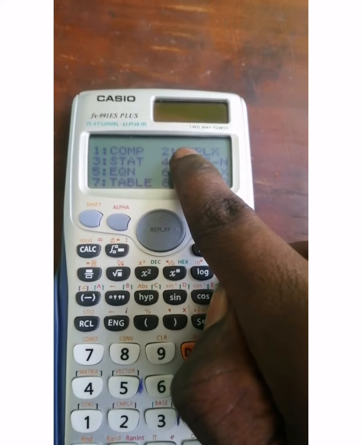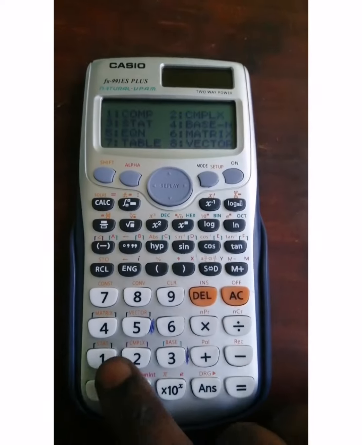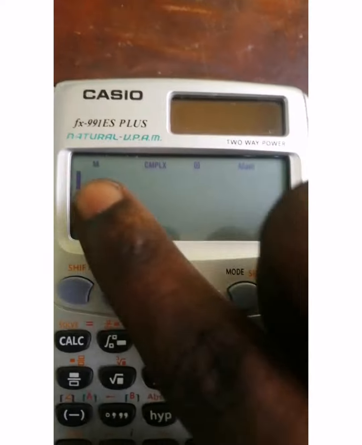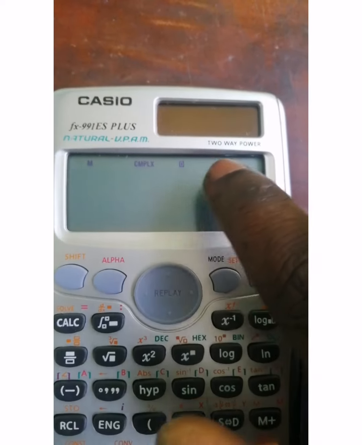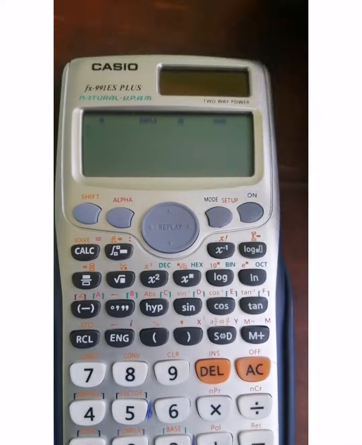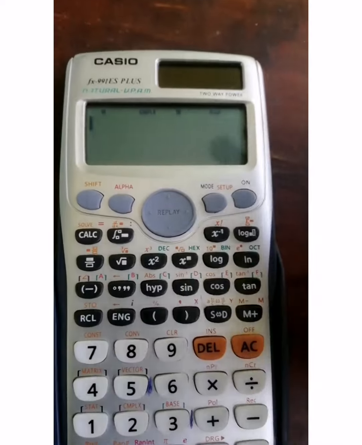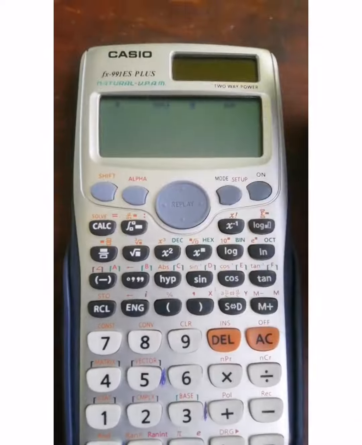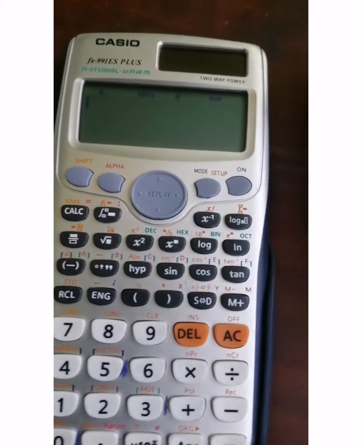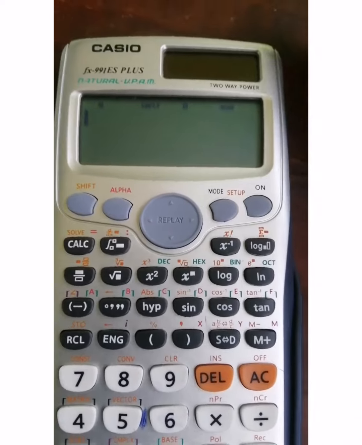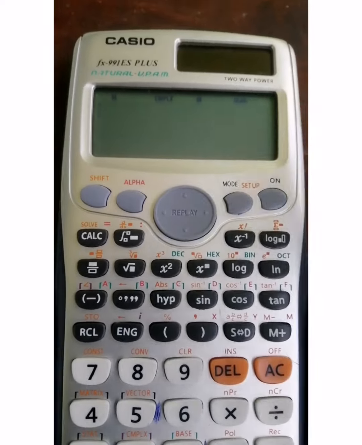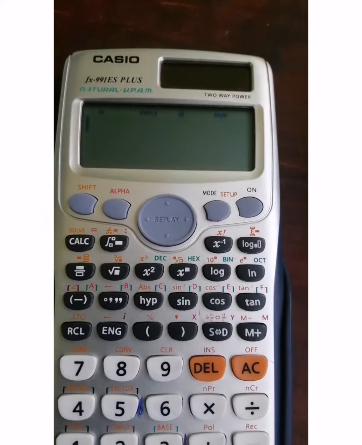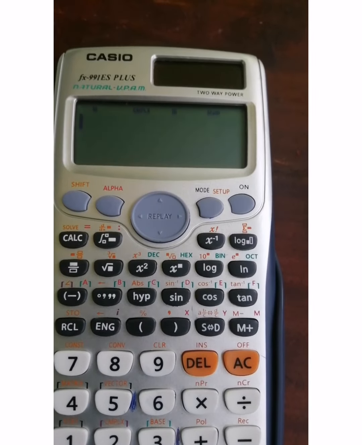Now you can see 2 is complex, so you choose 2 on the calculator. Now when you see the screen of the calculator, you can see that we have M, complex, D, and Math. This means that the calculator has been activated into complex mode. Any question related to complex numbers, you can solve with this calculator. Let's see how we can solve this with the calculator. With the complex mode, you have the argument, find the argument, find the modulus, and the rest.